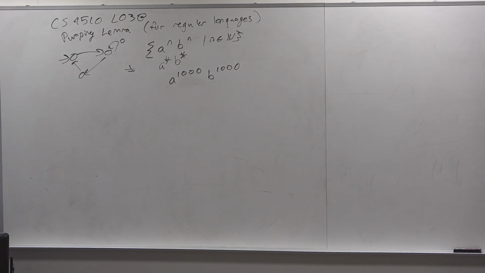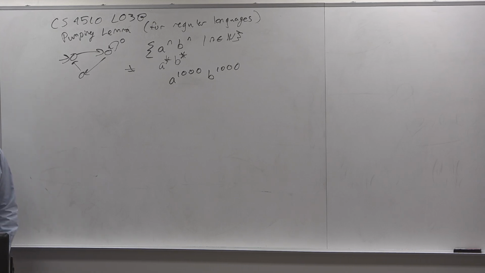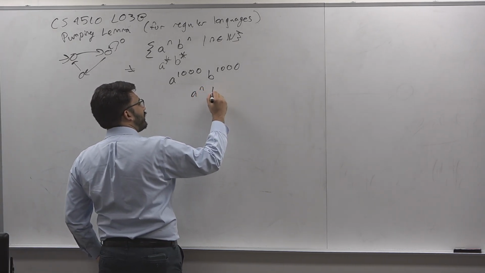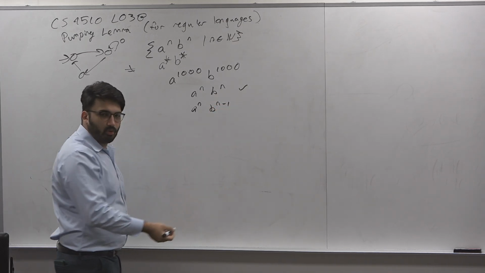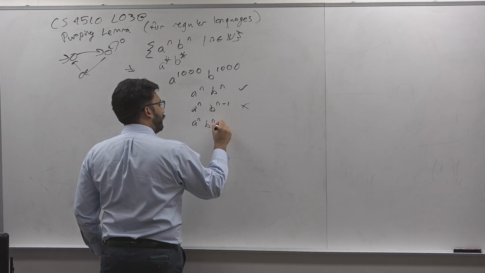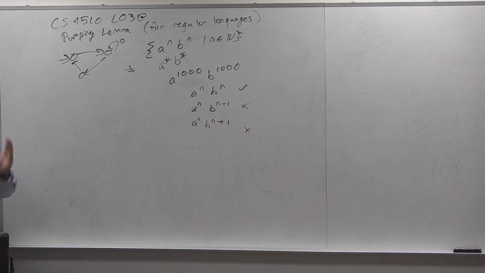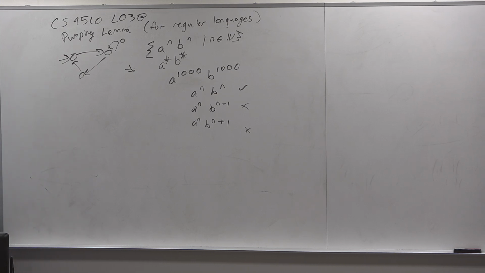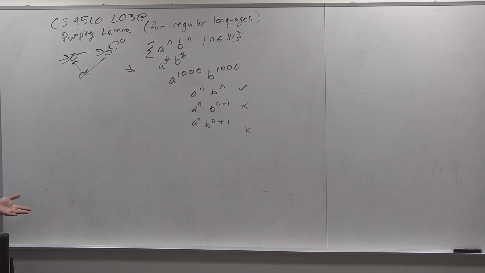But how could you possibly do this? You're not going to be able to. Somehow you need to keep track of the number of A's and make sure that you accept exactly that. Because a^n b^n must be accepted, but a^n b^(n-1), the thing right before it, must be rejected, and the one right after it must also be rejected. And exactly that must be accepted. How can you do that with finitely many states?